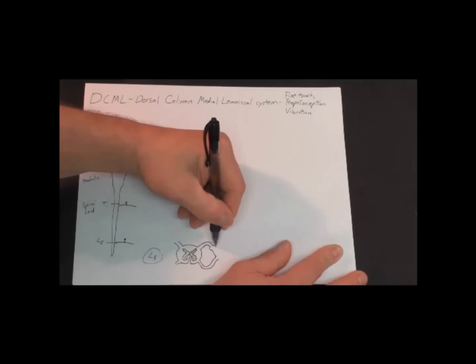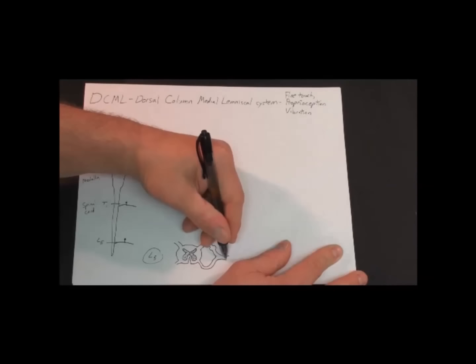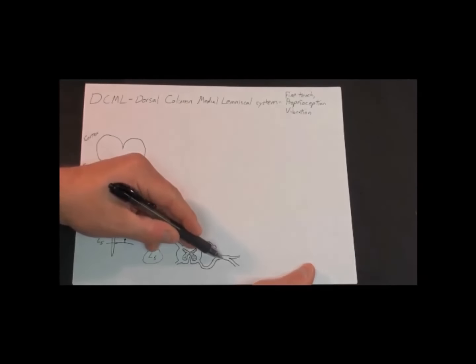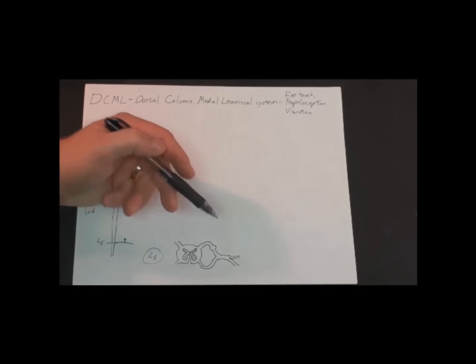And you notice here the posterior root has a bulge in it. That's referred to as the posterior or dorsal root ganglion, and that'll be important in a moment. And then these two come together at the spinal nerve and then split into an anterior and posterior ramus.